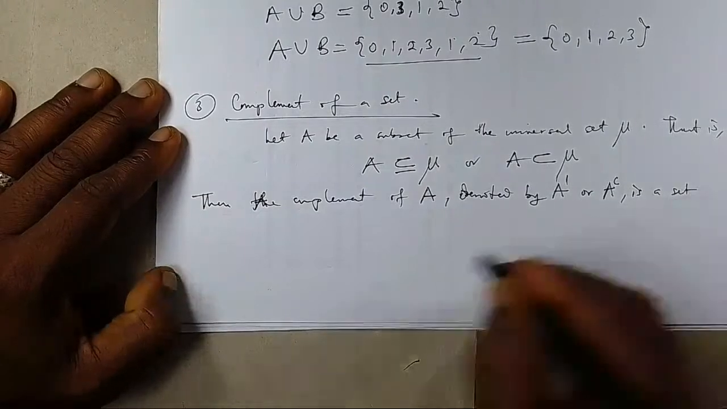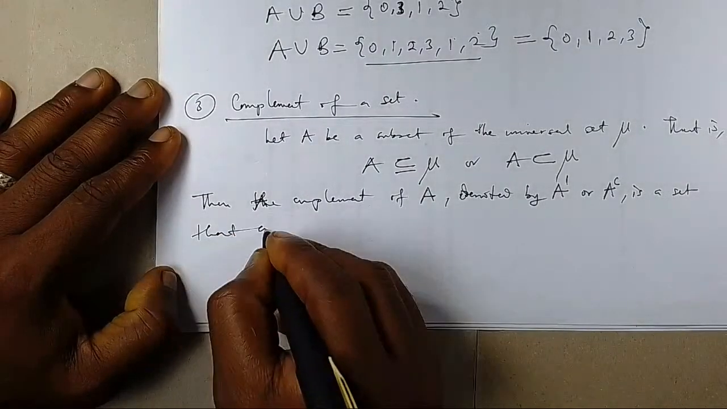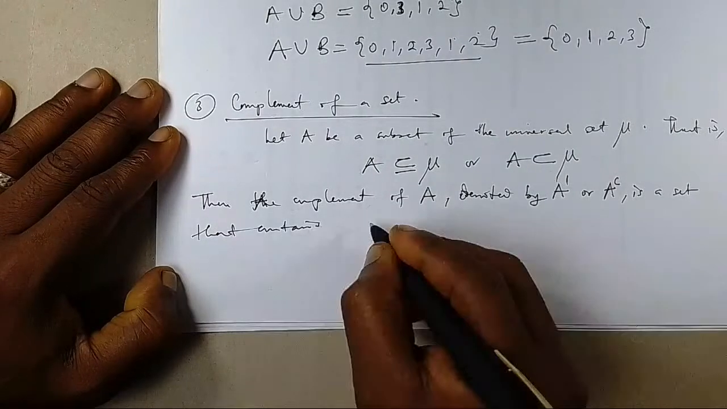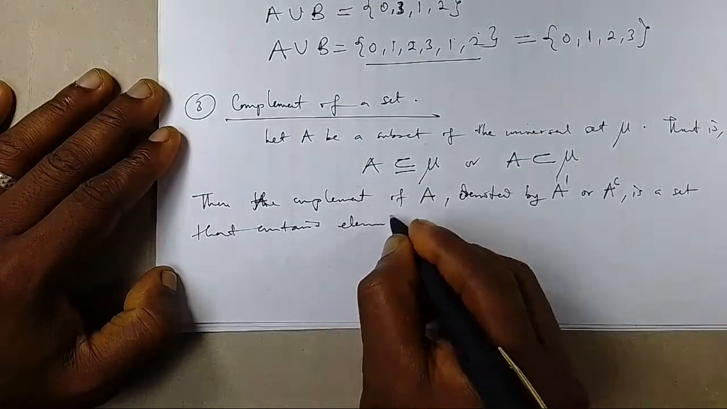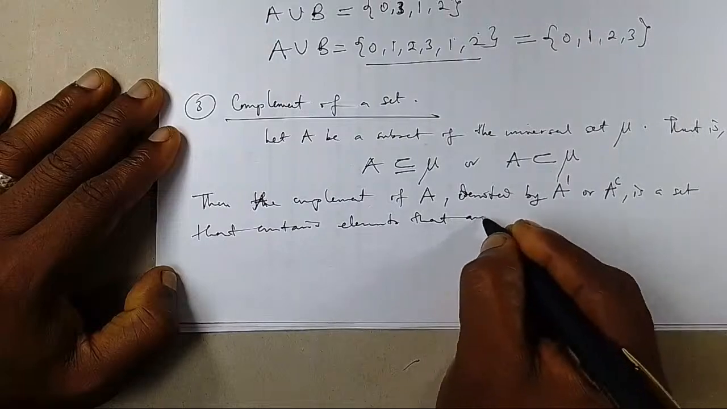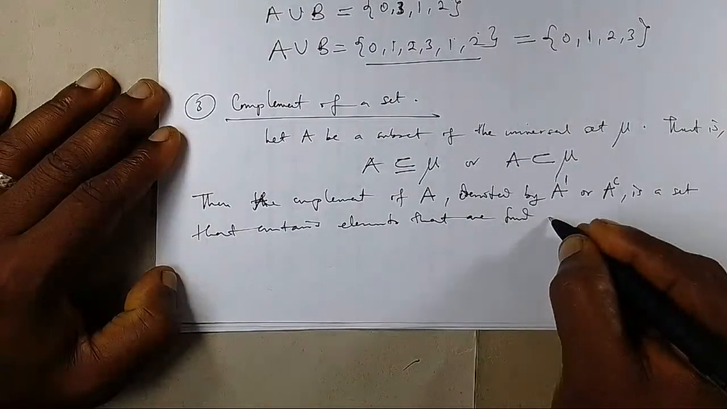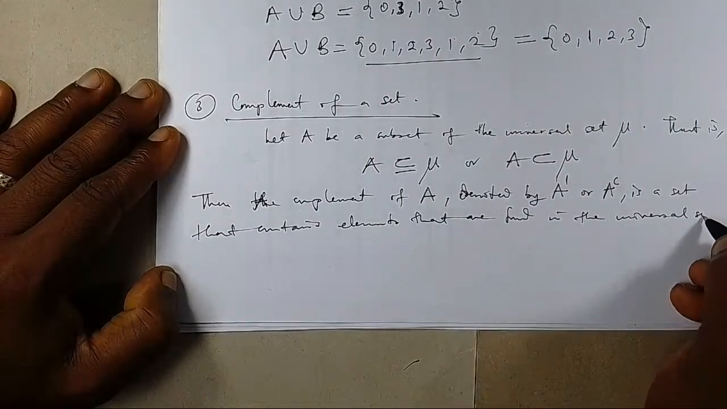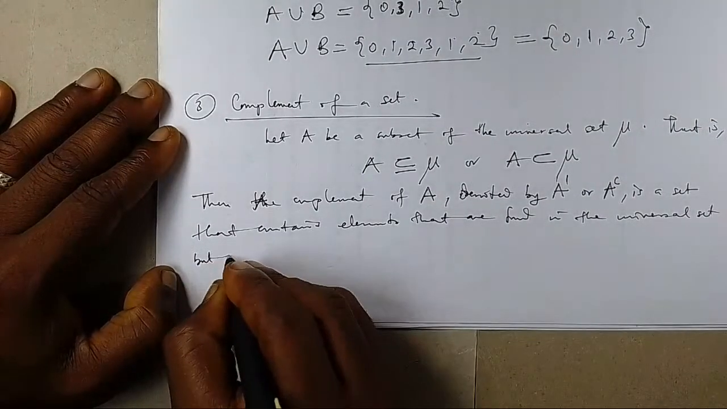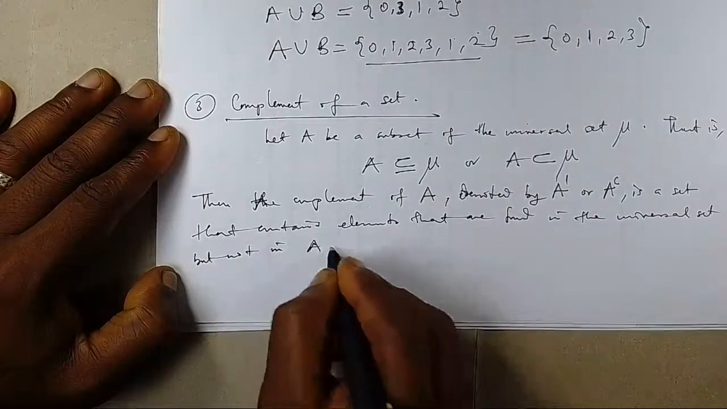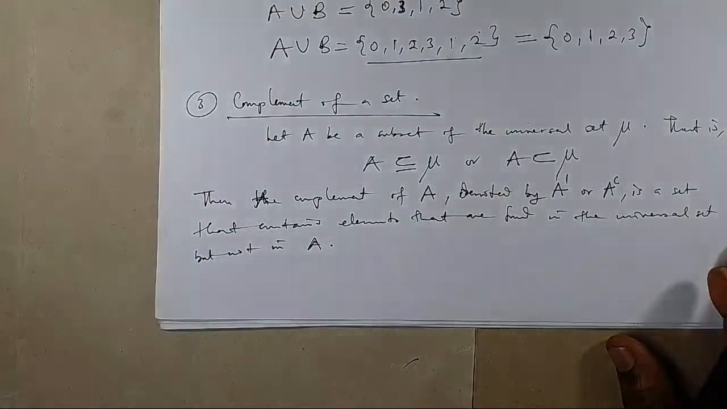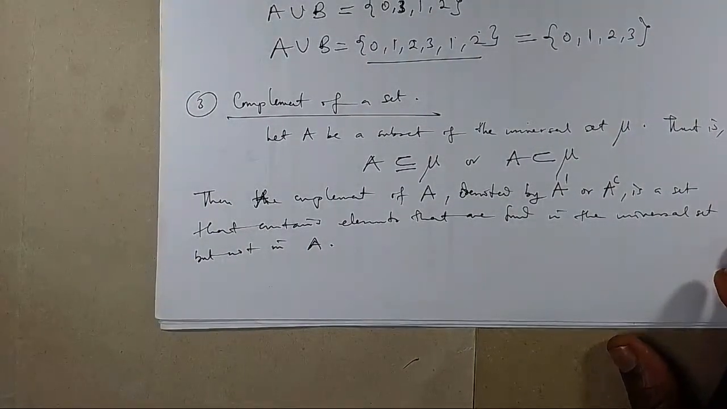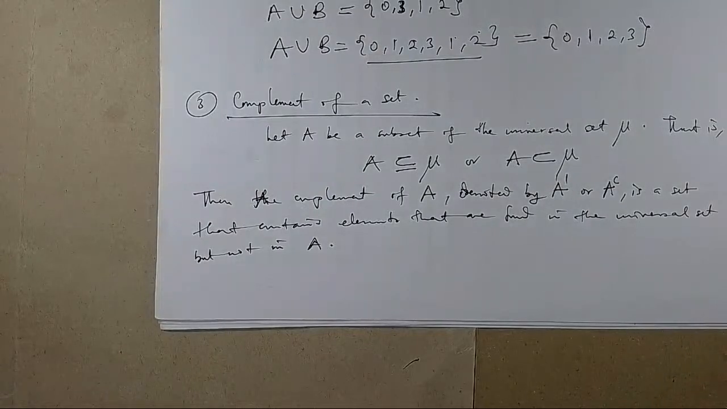is a set that contains elements that are found in the universal set but not in A. So what we call the complement of A, you cannot start talking about the complement of a set if you are not comparing it with a larger set. That is what I want all of you to know.